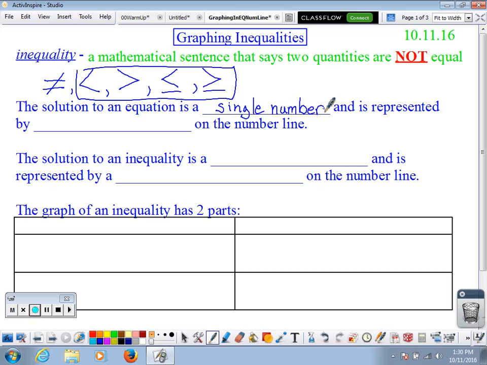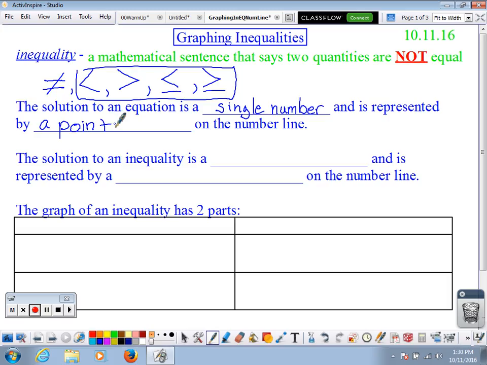What would that look like on a number line? Okay, we had x equals 5. That was our answer to number 1. If I ask you to show me x equals 5 on a number line, what would you do? Okay? And you would just put a point at 5. The solution to an equation is represented by a point on the number line.